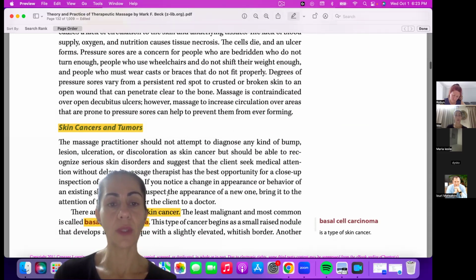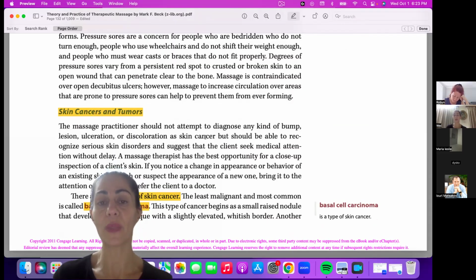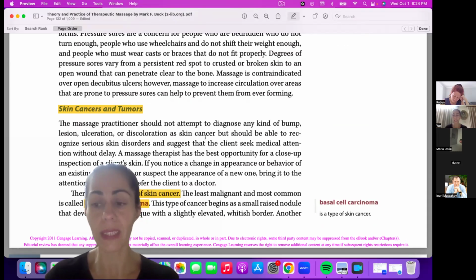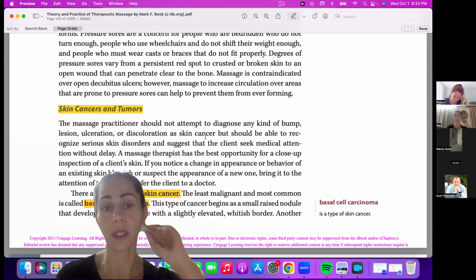And skin tumors, like cancerous ones. Massage therapy practitioners should not attempt to diagnose any kind of lump, lesion, ulcer, or discoloration of the skin, but you can bring it to your client's attention. Knowing that something could be malignant is good to know, and we'll show you the 5 things that will help you identify if it's malignant or not.